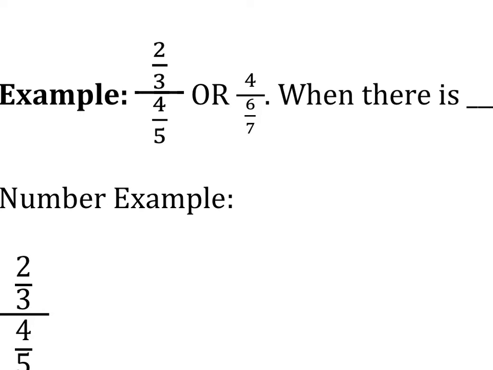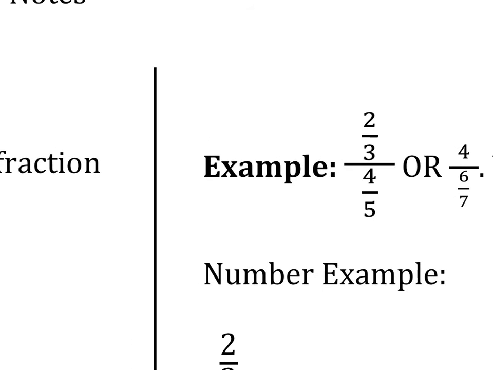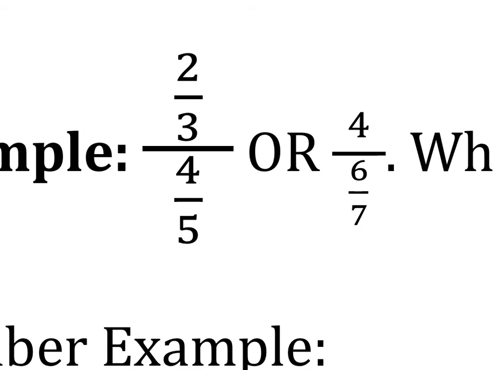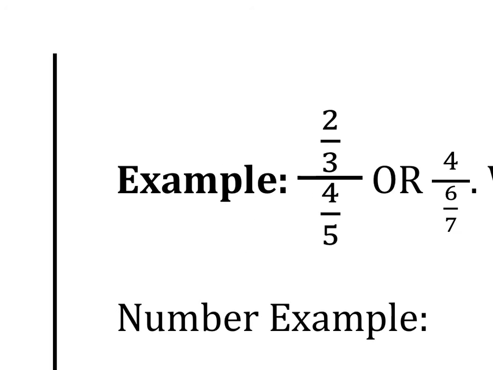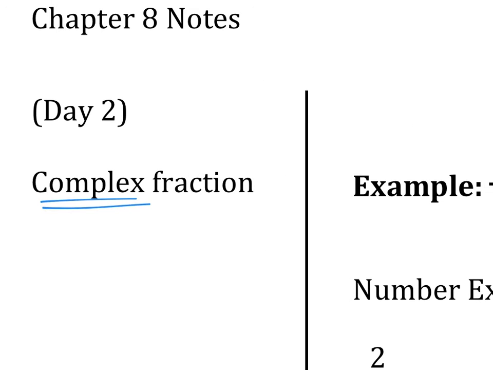All right, so we're on the second day of 8.5. When something like this happens, where you have a fraction within a fraction, or even more than that, you can have 3 or 4 fractions like that, we call this a complex fraction. A complex fraction is basically not allowed in math because it's too complicated. We can't really see what's going on, so we always have to simplify it.